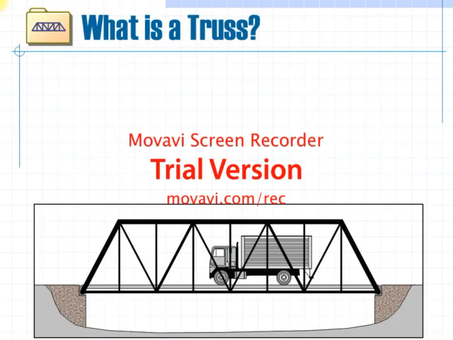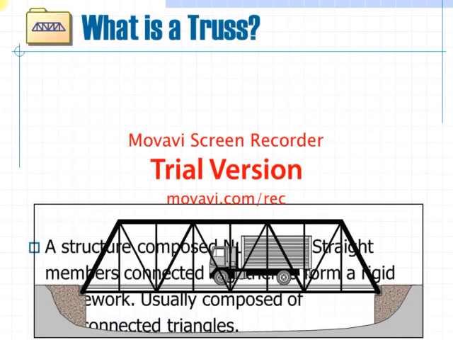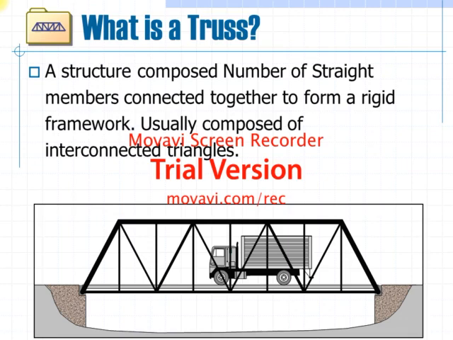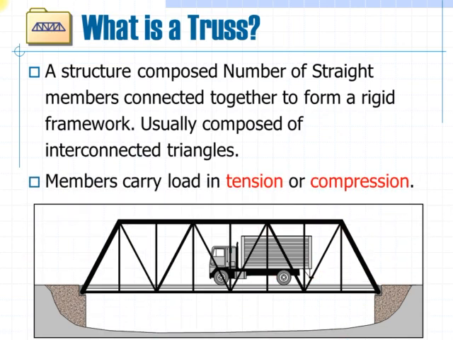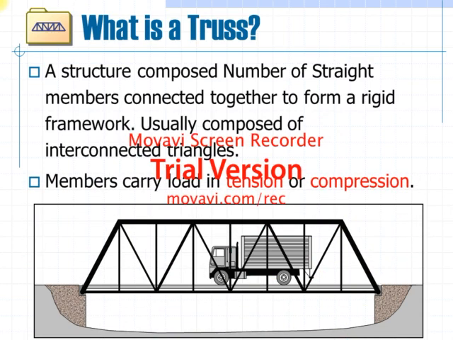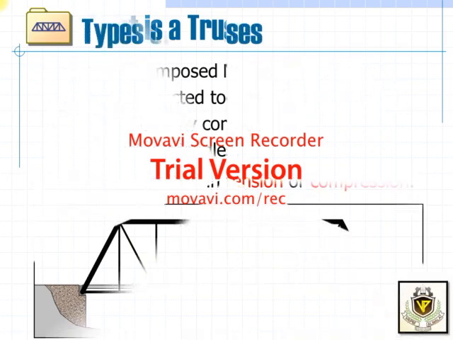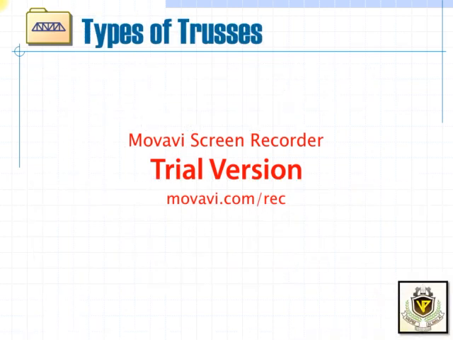First of all, what is a truss? A structure composed of a number of straight members connected together to form a rigid framework, usually composed of interconnected triangles. Members carry load in tension or compression. Now, types of trusses.